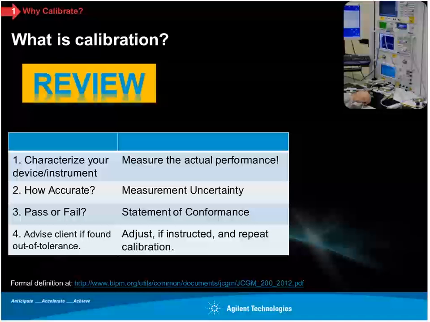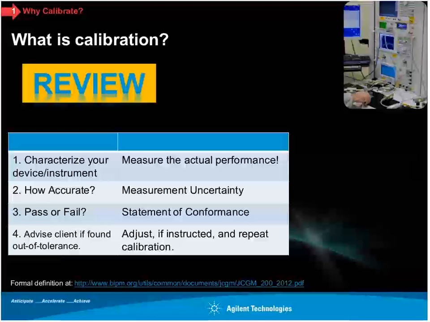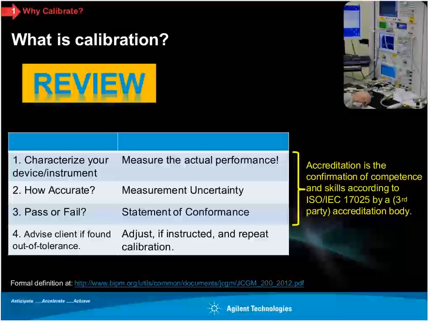Now then, if you actually observe that, oh gee, we're sorry, but your instrument failed the specification, it was out of specification, in that case, 17025 says you're supposed to advise the client if you find it out of tolerance. And at Agilent Technologies, unless we're instructed otherwise, we go ahead and adjust the instrument, repeat the calibration, and then provide a second set of data. So that's kind of a review of what the calibration process is.